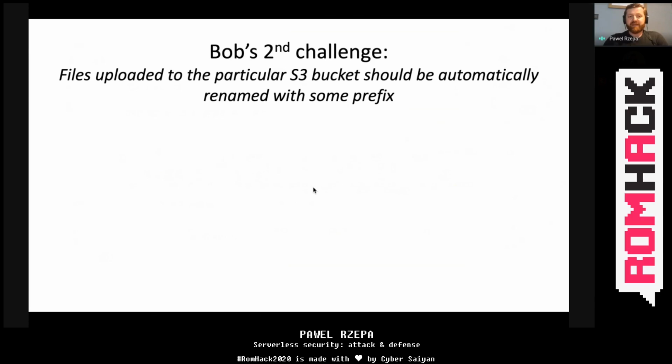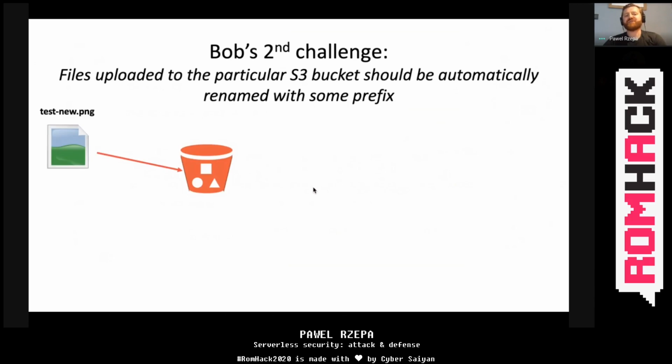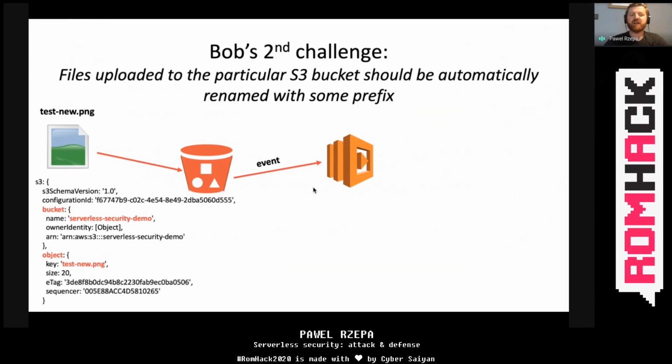Now, Bob also received a second challenge: another function that Bob should write should solve the following problem. Files uploaded to a particular S3 bucket should be automatically renamed with some prefix. The idea here is simple. If you, as an internal user, upload a new test PNG file to the S3 bucket, then this upload should trigger an event. An event is basically a JSON file where you can find such information as the bucket name or the name of the file that is uploaded to this bucket.